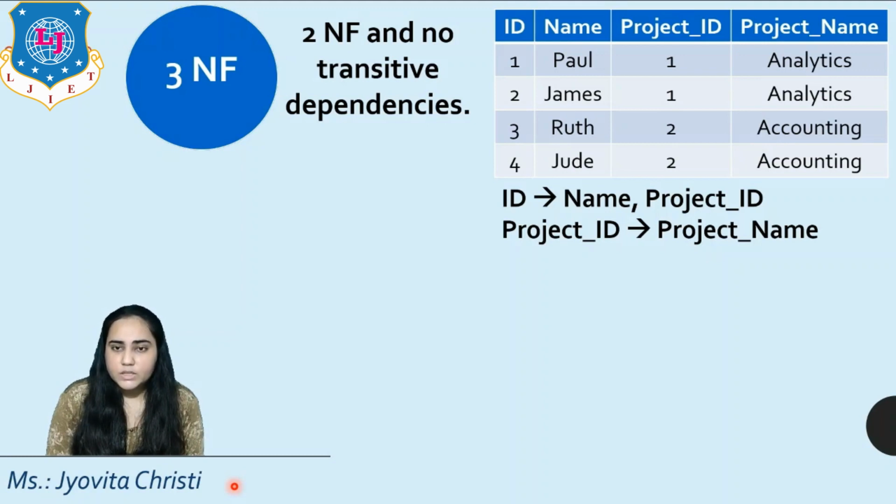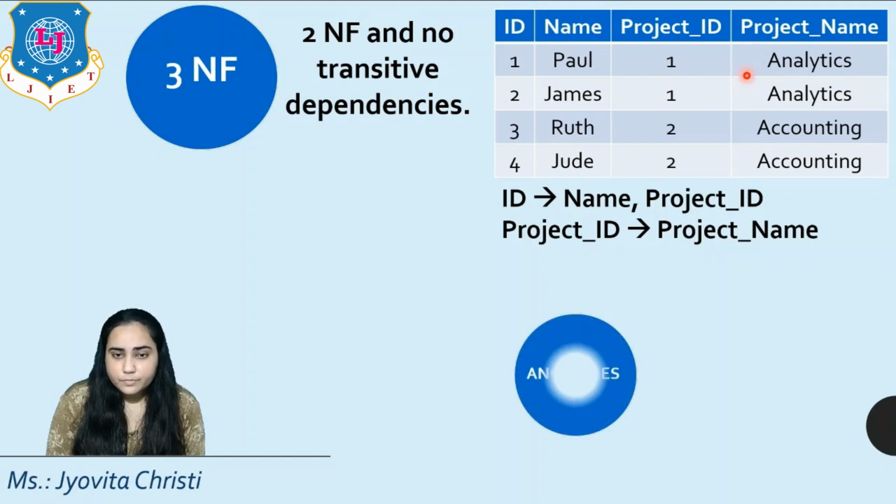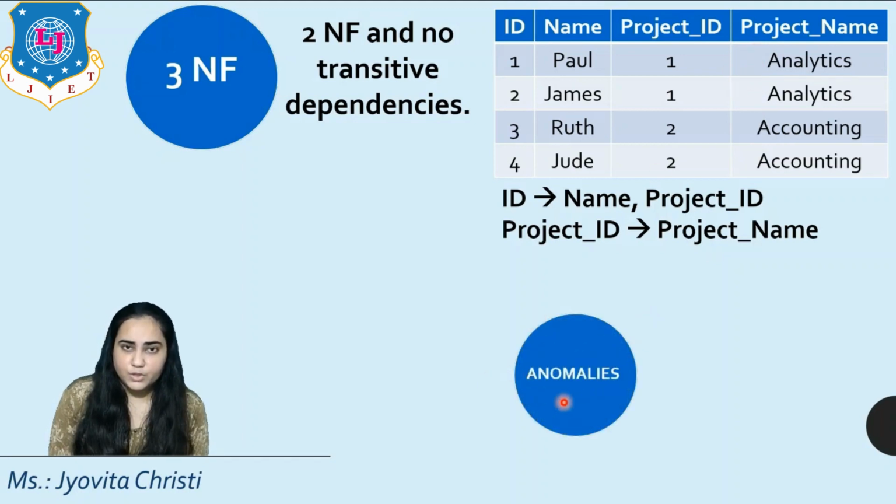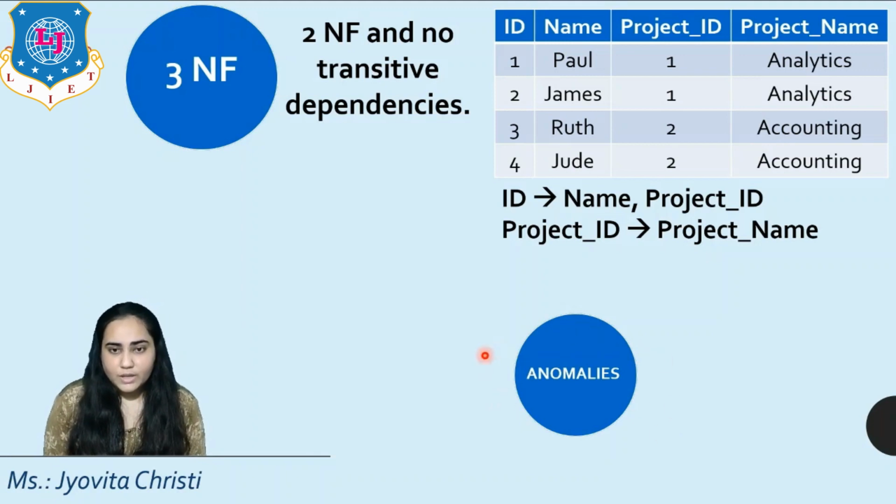And you can see the redundancy, which is duplicate data, present in this table. You can see analytics is coming twice, accounting is coming twice. And every time you want to add a person working on analytics, you will have to repeat analytics. And so this goes on. Now, of course, this causes problems which are known as anomalies. And these are the same anomalies which were caused when we studied 2NF.